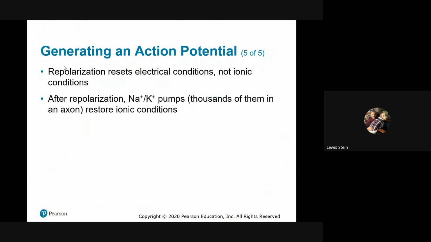The repolarization was the reset electrically, the sodium-potassium pump, and thousands of them in an axon. And imagine the tens of billions of axons that you have all over your body. How much energy is needed to reset those, for those pumps to constantly work? It's immense.